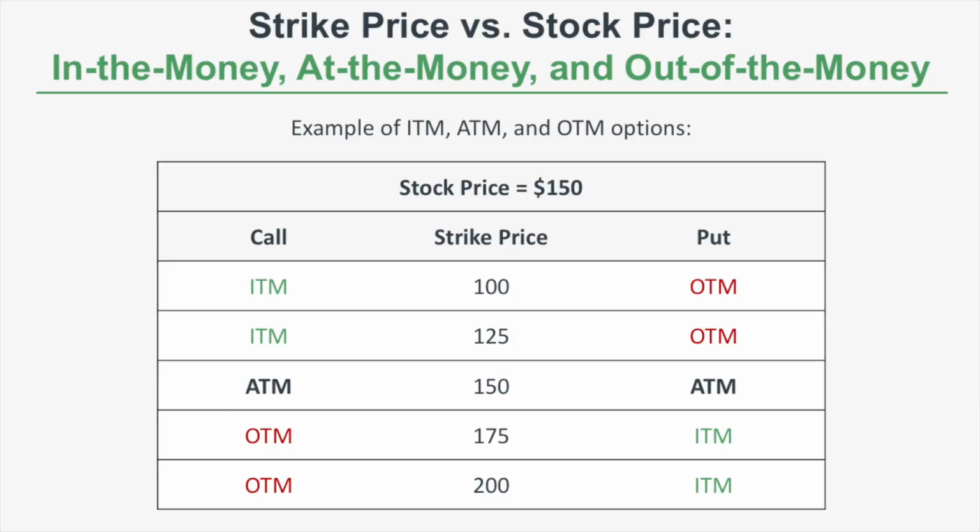Now that you know the basic definitions of those terms, let's go ahead and apply them to a hypothetical option chain. So in this table, let's say the stock price is trading for $150, and we're looking at options with strike prices of 100, 125, 150, 175, and 200. If we focus on the call section, we can see that the calls are in the money when their strike prices are below the current stock price of 150, and they're out of the money when the strike price is above the stock price of 150. For puts, the options are out of the money when the strike price is below the current stock price of 150, and they're in the money when the strike price is above the current stock price of 150. Now for both calls and puts, they're considered at the money when the strike price is equal to or near the stock price of 150.